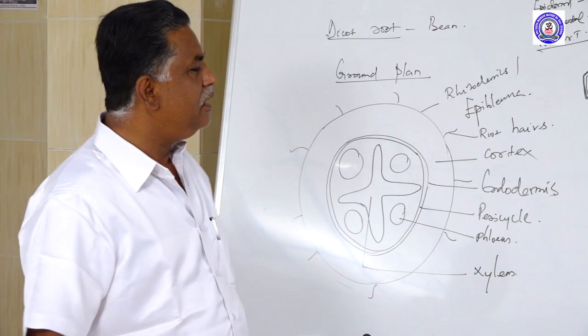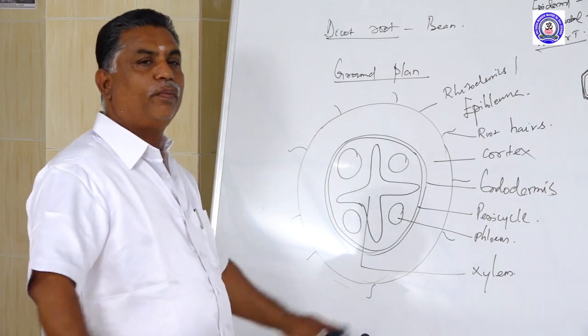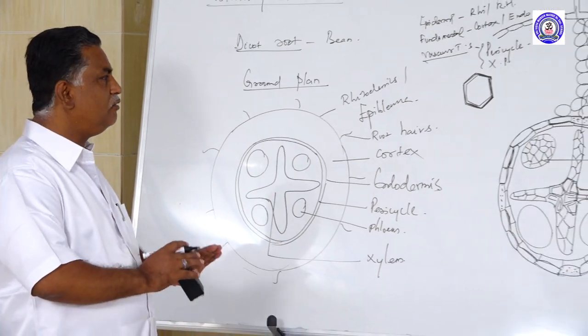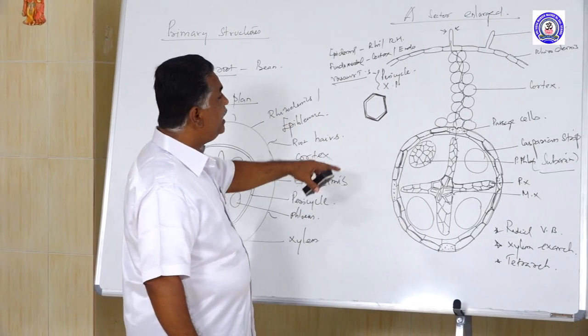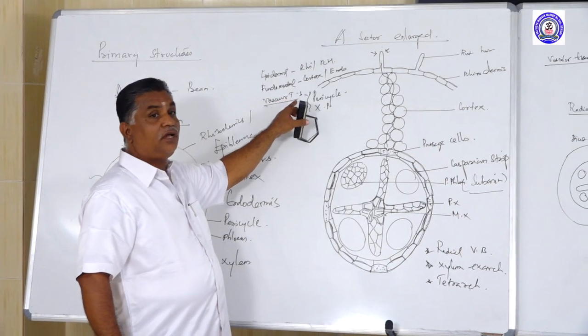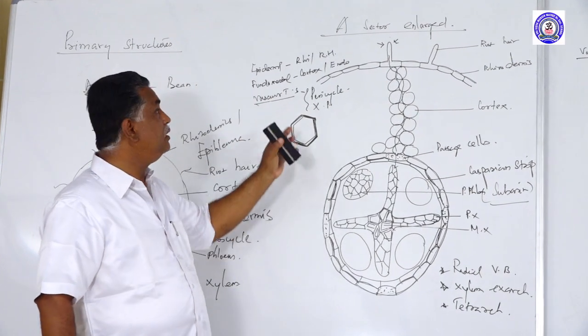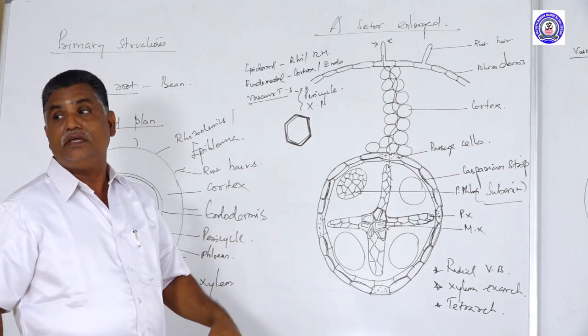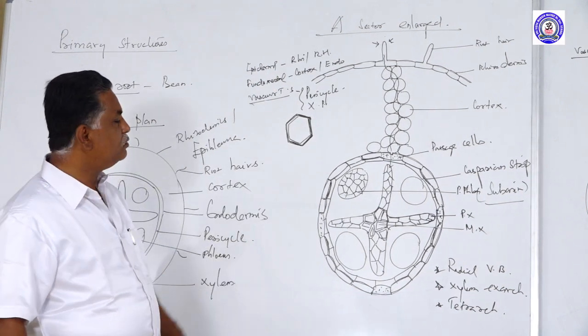Tetrarch exarch. Whether pith is present? No. In the dicot root, there is no pith at all. So pith is not found. If pith is there, that should come in the ground tissue system, that is, the intrastelar ground tissue.